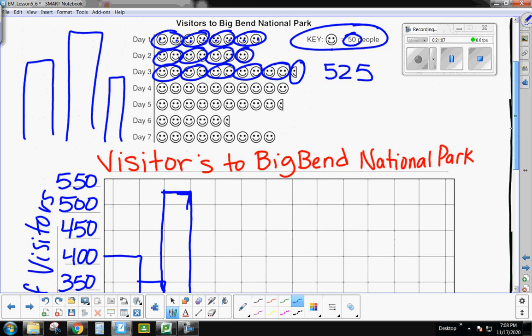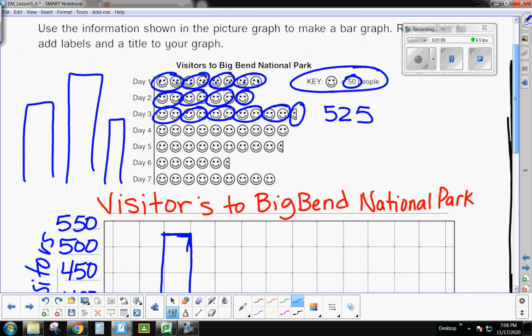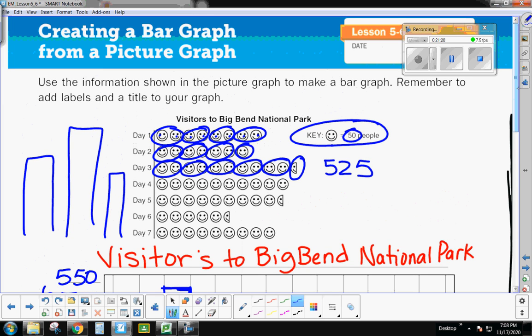All right, boys and girls, that is it for converting your picture graph into your bar graph. And that's going to be it for lesson 5-6.